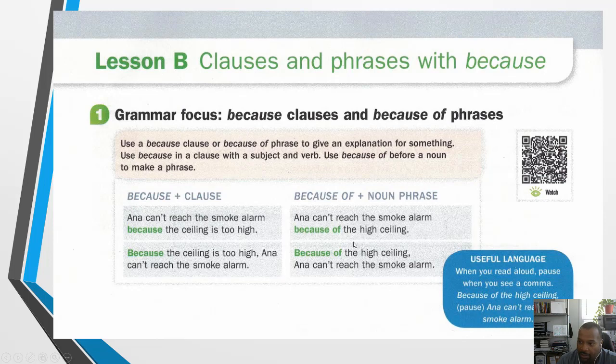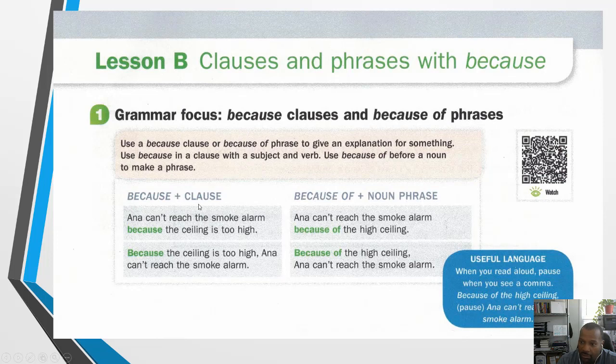All right. Now, if you have problems using because or because of, practicing these two is going to help you a lot. Anna can't reach the smoke alarm because the ceiling is too high. Anna can't reach the smoke alarm because of the high ceiling. One is because plus the clause. The other one is because of plus a noun phrase. Okay.